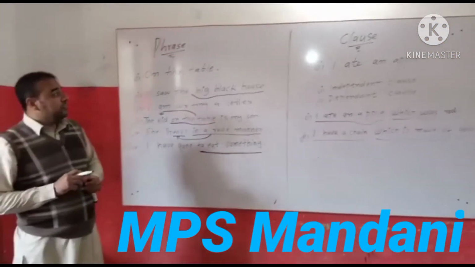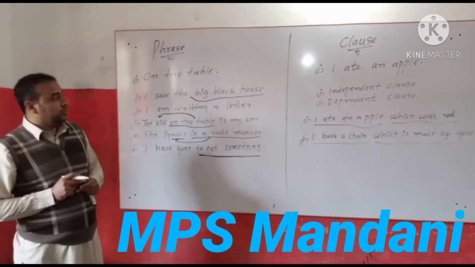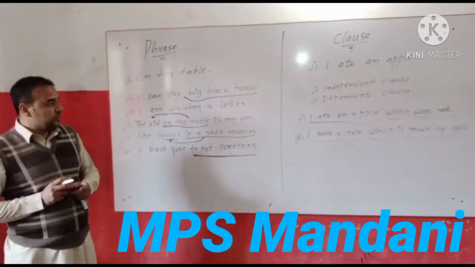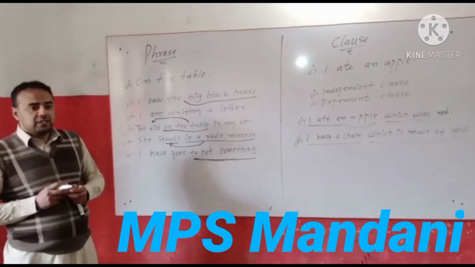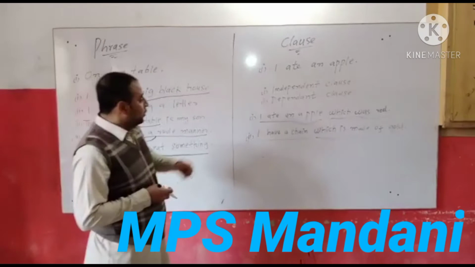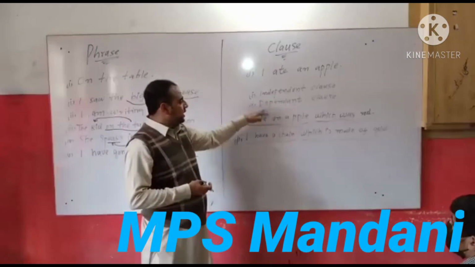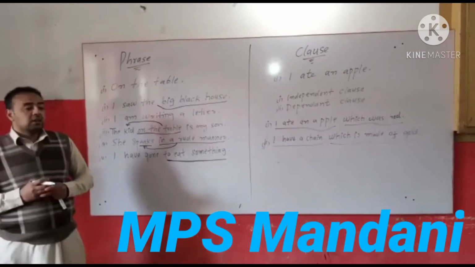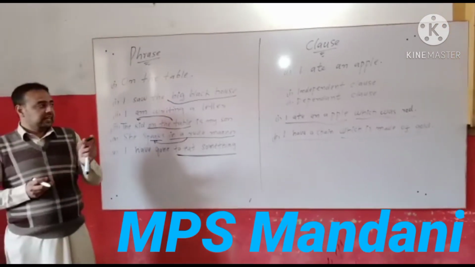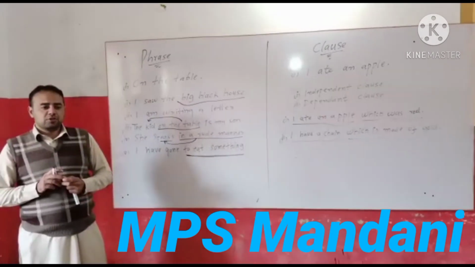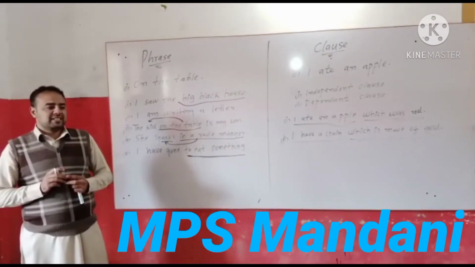Okay, on the other hand, we have clauses. I have already explained what a clause is. There are three types of clauses: independent clause, dependent clause, and subordinate clause. But I will explain only two types: independent clause and dependent clause. Now, what is an independent clause? As you know, a clause is a group of words which contains a subject and a verb. An independent clause is a type of clause which can stand alone as a sentence.